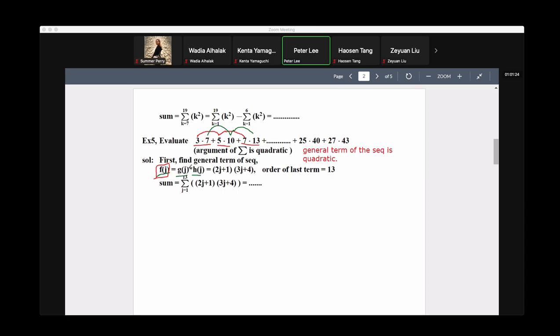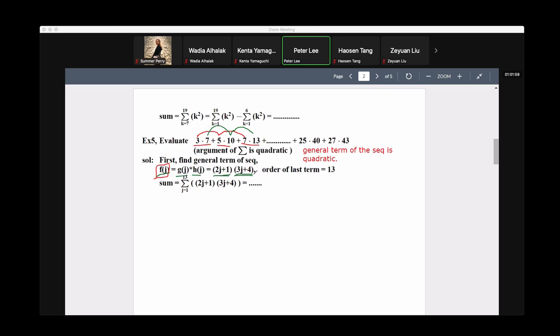So what is g of j? That's the sequence 3, 5, 7, and so on. When j equals 1, we get 3. When j equals 2, we get 5. When j equals 3, we get 7. What is h of j? That's the sequence 7, 10, 13, and so on. The increment is 3, so it looks like 3j plus 4. When j equals 1, we get 7. When j equals 2, we get 10. So f of j is equal to 2j plus 1 times 3j plus 4.